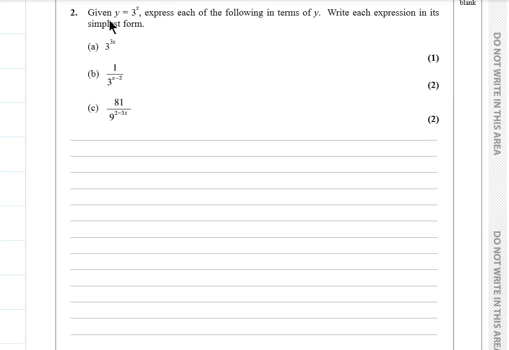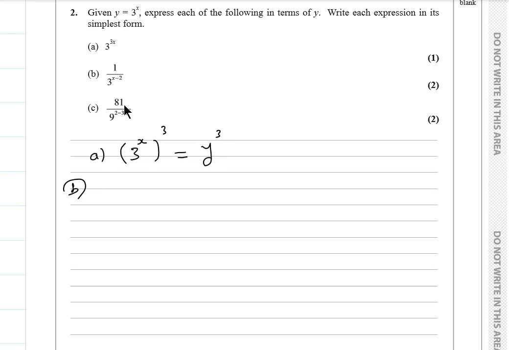Okay, 2. Given y equals 3 to the power x, express each of the following in terms of y. Write each expression in its simplest form. Okay, 3 to the power 3x. We can write 3 to the power 3x as 3 to the power x, all to the power 3, right? Because in this case we multiply the powers to get 3 to the power 3x, and then replace 3 to the power x with y, so it will be y to the power 3.